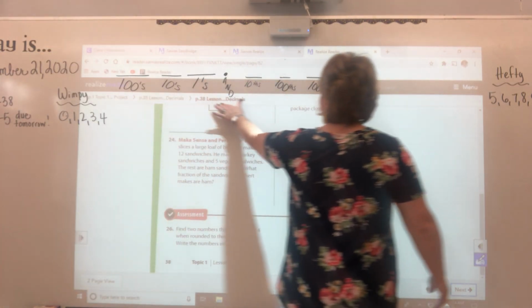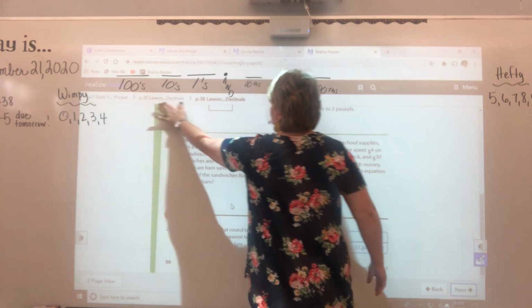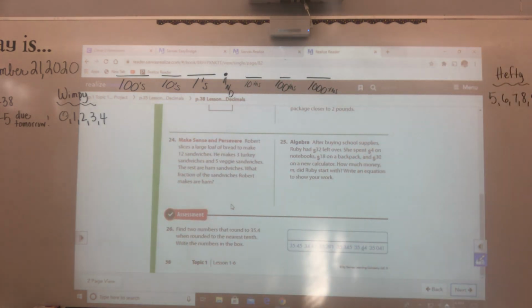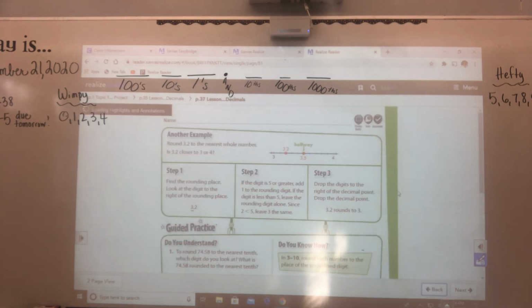Okay, if you don't have this top thing on a scrap paper, you need to get that right now. I know some of y'all are using the scrap paper from last week, which is awesome, but if you have a new scrap paper, you need this at the top of your paper right now.